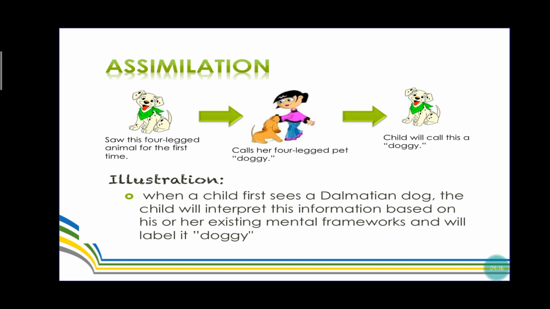This is an example of assimilation. When a child first sees a Dalmatian dog, the child will interpret this information based on his or her existing mental frameworks and will eventually label it doggy.